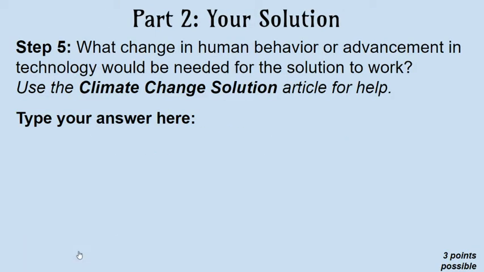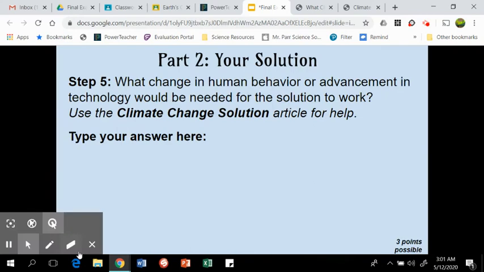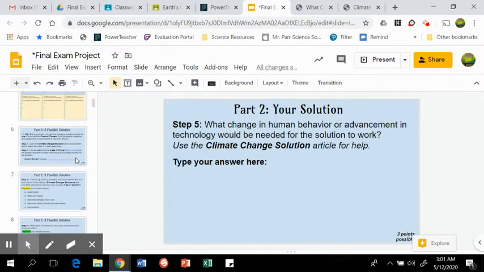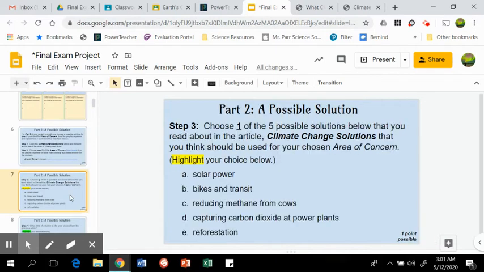Step 5, what change in human behavior or advancement in technology would be needed for the solution to work? Use the climate change solution article for help. So remember here that your solution was chosen in slide 7. Okay, that's what it's referencing here.